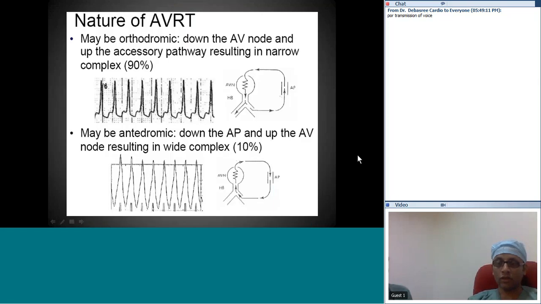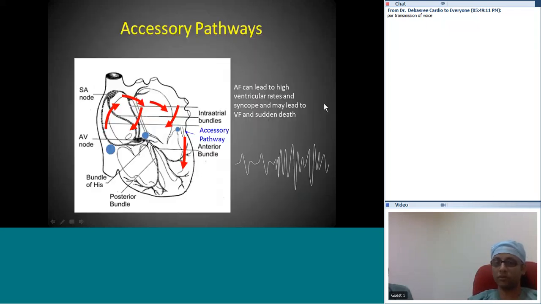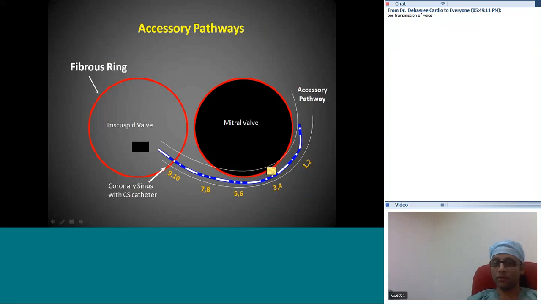So typically with AVRT, you can look at whether it is an orthodromic or an antidromic AVRT, whether it is a manifest pre-excitation or a concealed one. If it is manifest, you will have pre-excitation on the ECG. If you don't have manifest, then you need to rely on your pacing to see how the conduction is. Is it going midline or is it going through accessory pathways? So that's when the CS catheter is extremely helpful.